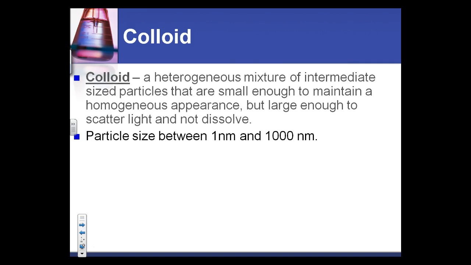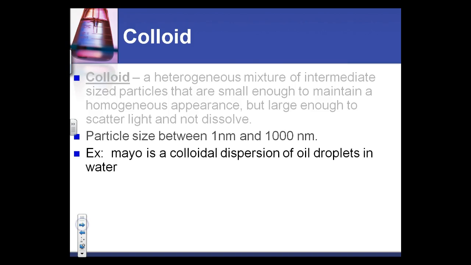They scatter light. The particle size is between 1 nanometer and 1,000 nanometers. We talked about nanometers. That's 1 times 10 to the negative 9 meters, so a decimal point, 8 zeros, and then a 1. They're still really tiny, but they're small enough to stay in solution and not settle out. Mayonnaise is a colloidal dispersion of water droplets or oil droplets in water. I always say if you like mayonnaise, never, ever read the label.